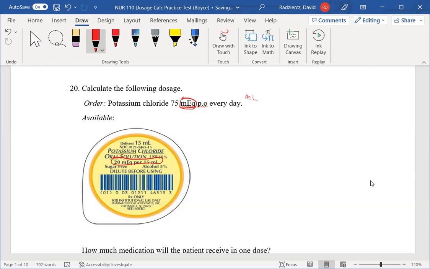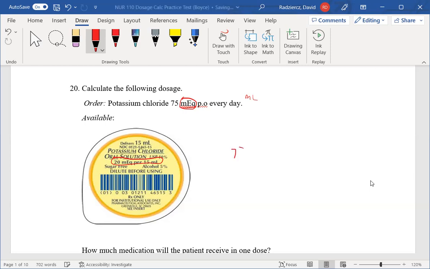So the next thing is I need to calculate this. My guess is yes, that milliequivalents will always be milliliters. I haven't seen milliequivalents used anywhere else other than potassium chloride, so that would be my guess. But again, always look at the label just to be on the safe side.